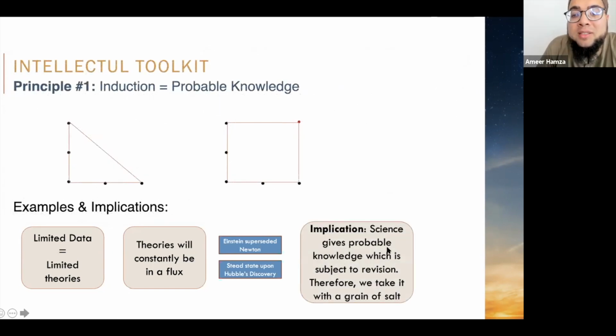So you guys, here's what I'm saying ultimately. The implication is science gives probable knowledge, which is subject to revision. Therefore, we take it with a grain of salt. We don't undermine it, we don't demean it, but we put it in its place. So next time you come across a scientific theory that seems to be challenging a little bit to your faith, understand it's probable knowledge that may be revised 10 years from now.